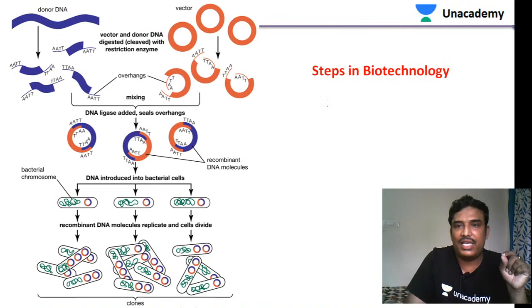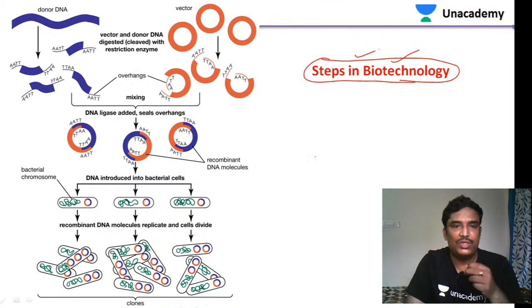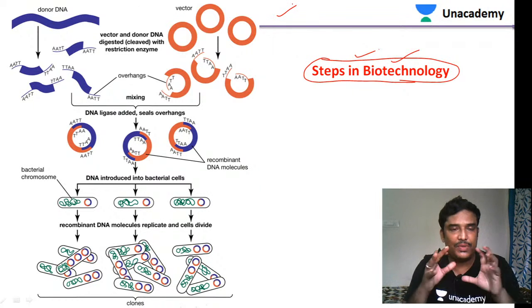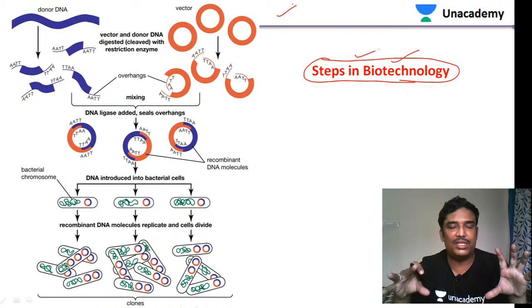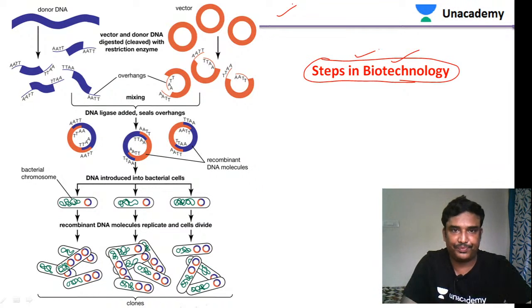Now let us see the overall process. What is happening in biotechnology? We will see the overall process and what steps are involved in biotechnology. This is a very important diagram, students. You should understand this. If you understand this, certainly this lesson will be the easiest lesson for you. Let us see the diagram carefully. Let me explain.